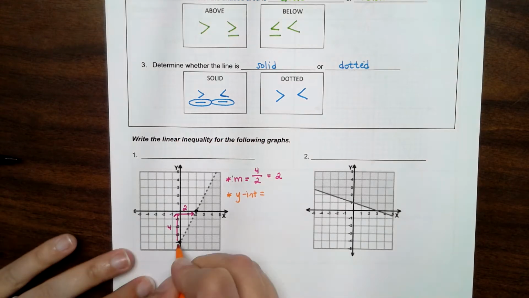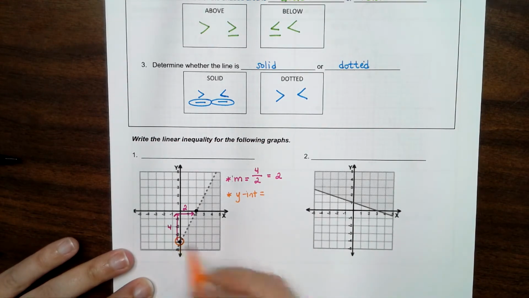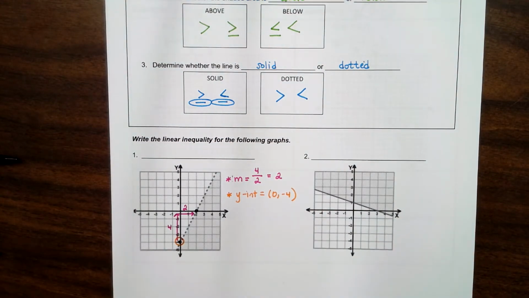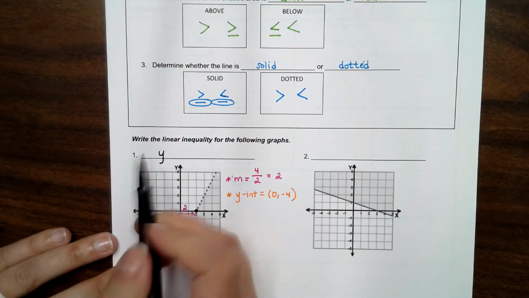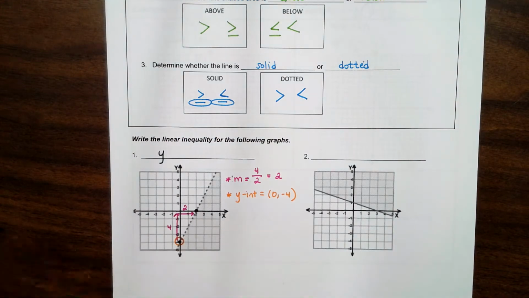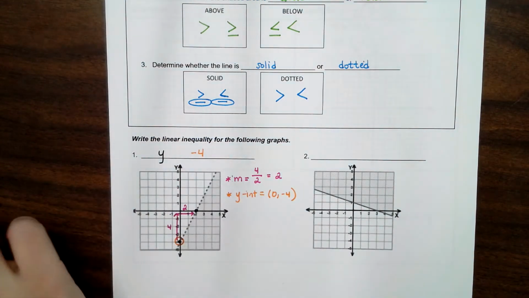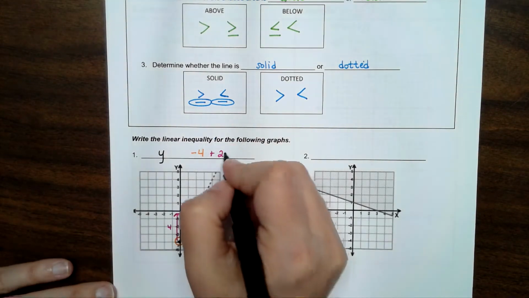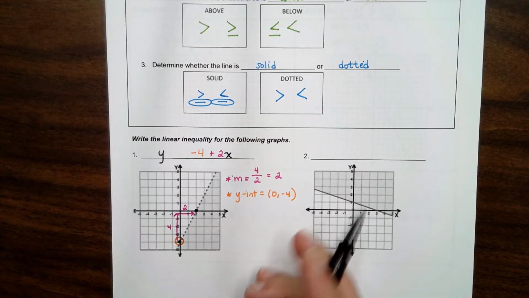Next, I'm going to find the y-intercept. Now, on this graph, the y-intercept is where it crosses the y-axis, so this point right here, which would be the point (0, -4). To set up my inequality, I'm going to start with the letter y. Now, I'm going to leave a space because I don't know what symbol I'm putting there yet, and then I'm going to put my starting value, which is -4, plus my slope, which is 2, and then just x, because x is 0 here, so we don't need to adjust it to get back to 0.